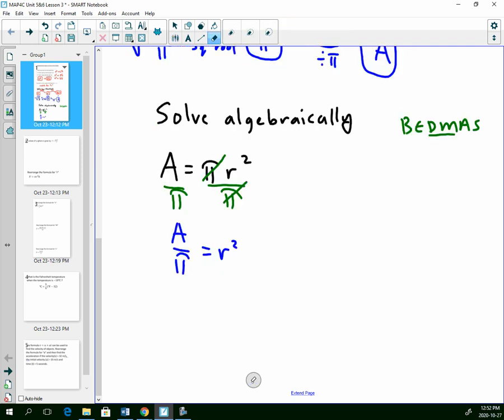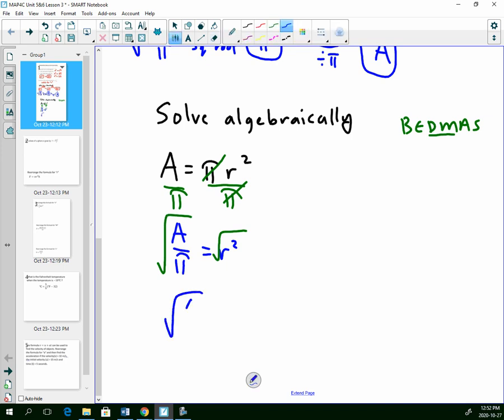And then square, well, I'm going to do the opposite of a square, which is a square root, and I'm going to do the same on the other side. So whatever method you prefer is fine. If you want to do a flow chart, that's fine. If you want to solve algebraically, you can do that too.